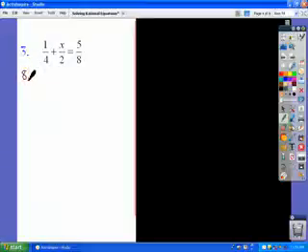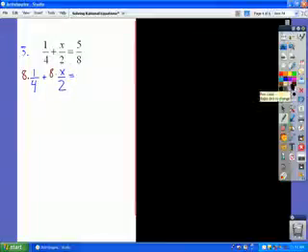So I'm going to take the 8 right here, and I'm going to multiply 8 times all the existing fractions that are there. So it becomes 8 times 1/4. Then there's a plus sign. And then I'm going to multiply the 8 again times x over 2. Then there's an equal sign. And then last, I'm going to multiply the 8 again times the 5 over 8.